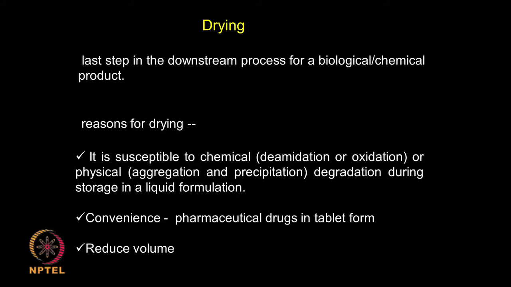So, drying, what is drying? This is generally the last step, and we use a higher temperature, sometimes with vacuum and sometimes without vacuum, to remove whatever moisture is present. We need to do that because we want to remove whatever liquid is present, because if your product is in liquid form, it may degrade because of oxidation or deamidation. So, we do not want that to happen.